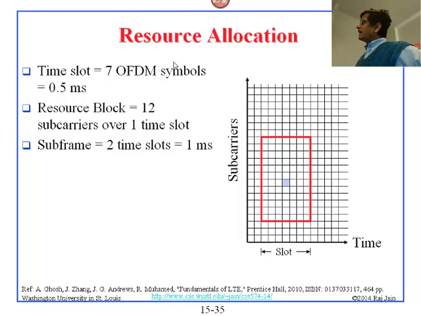So, since there are 12 of these, if there is a 20 megahertz channel and you have, let's say, 2048 subcarriers divided by 12, whatever number comes out, that many resource blocks are there, and we can give them to that many users, and so on. Obviously, we cannot give half a block to anybody, and so that is the unit.